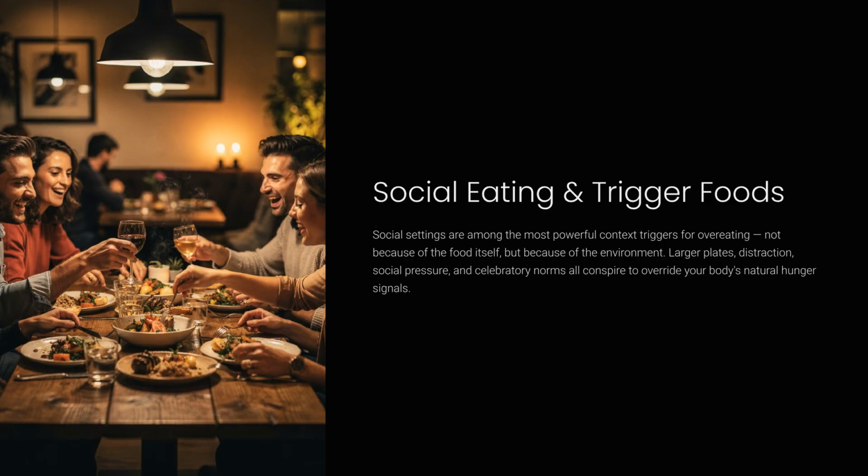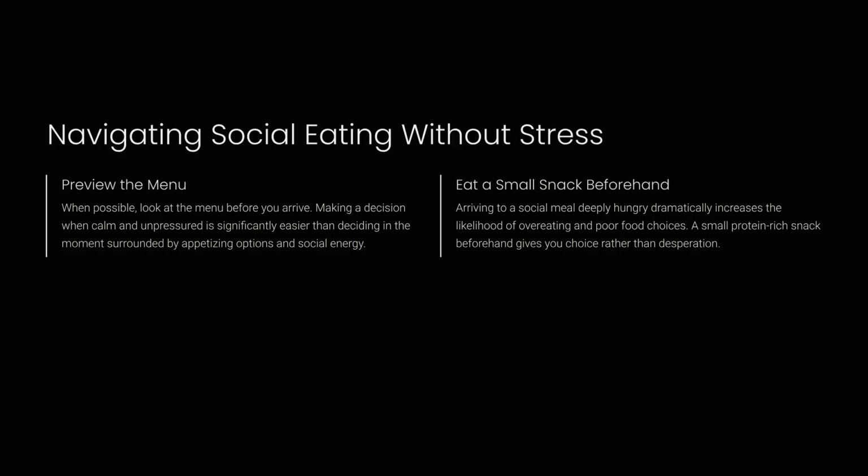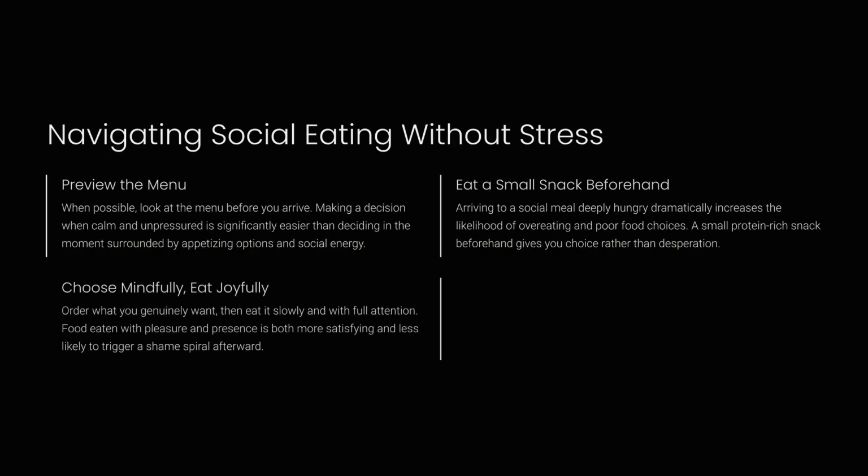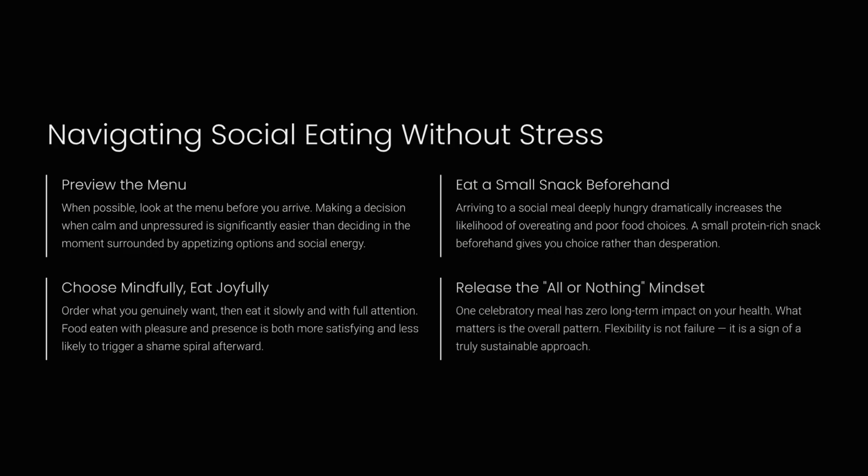Social settings are powerful context triggers for overeating, not just because of the food, but the environment. Factors like larger plates, distraction, social pressure, and celebratory norms often override your body's natural hunger signals. To navigate social eating, preview the menu to make calm decisions. Eat a small, protein-rich snack beforehand to manage deep hunger. Choose mindfully and eat joyfully with full attention.